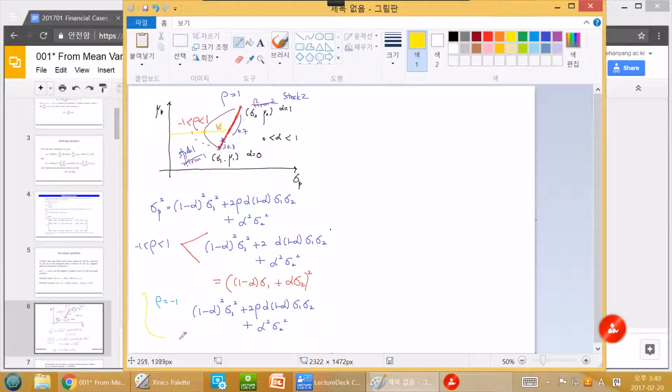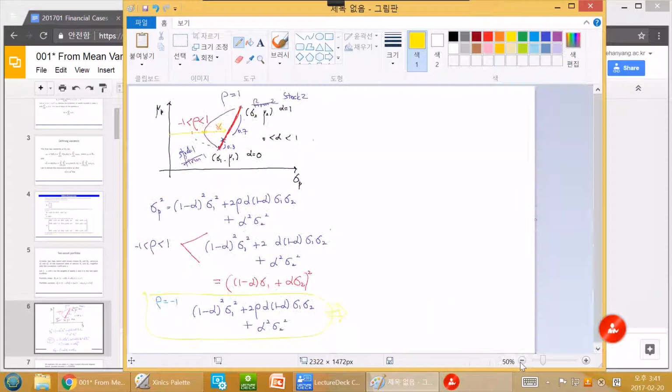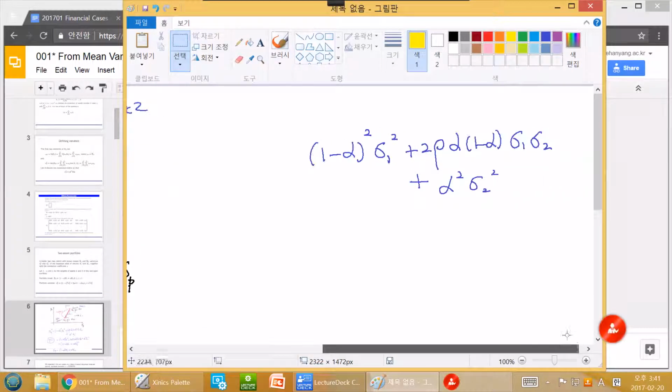When rho is minus 1, we don't have enough space, so let's look at it: rho is minus 1, this becomes negative. So it means that, again, we use this one.